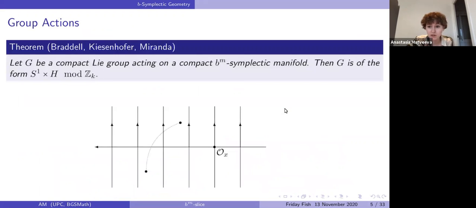Then, once we have defined the structure on B and BM symplectic manifolds, we want to see what happens with the group actions there.